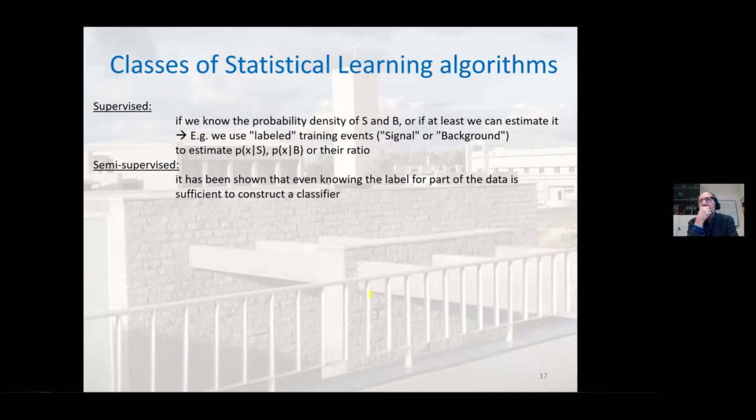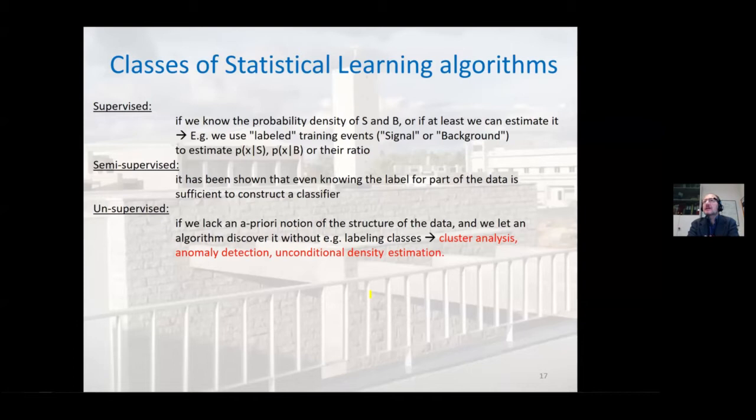So when we talk about machine learning, or I still like to call it statistical learning in many domains, except in the most advanced developments, you can divide this into supervised, semi-supervised, and unsupervised. And this depends on knowing the probability density of the classes that you are trying to discriminate, for instance, if you're doing a signal versus background classification. So the conditional probabilities, right?